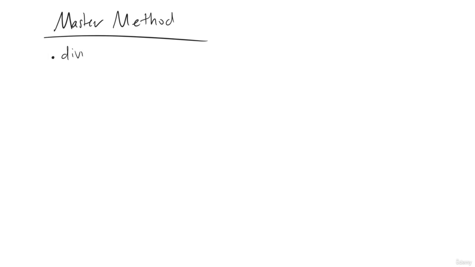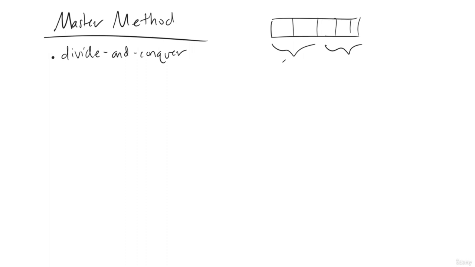So let's talk about the master method. The master method was created for whenever our algorithm falls into a pretty little box, and it's used to analyze what are called divide and conquer algorithms specifically, where divide and conquer is an algorithm that takes a problem, let's just say it's a hypothetical list of numbers. A divide and conquer algorithm is going to take it and divide it into subcomponents, right?